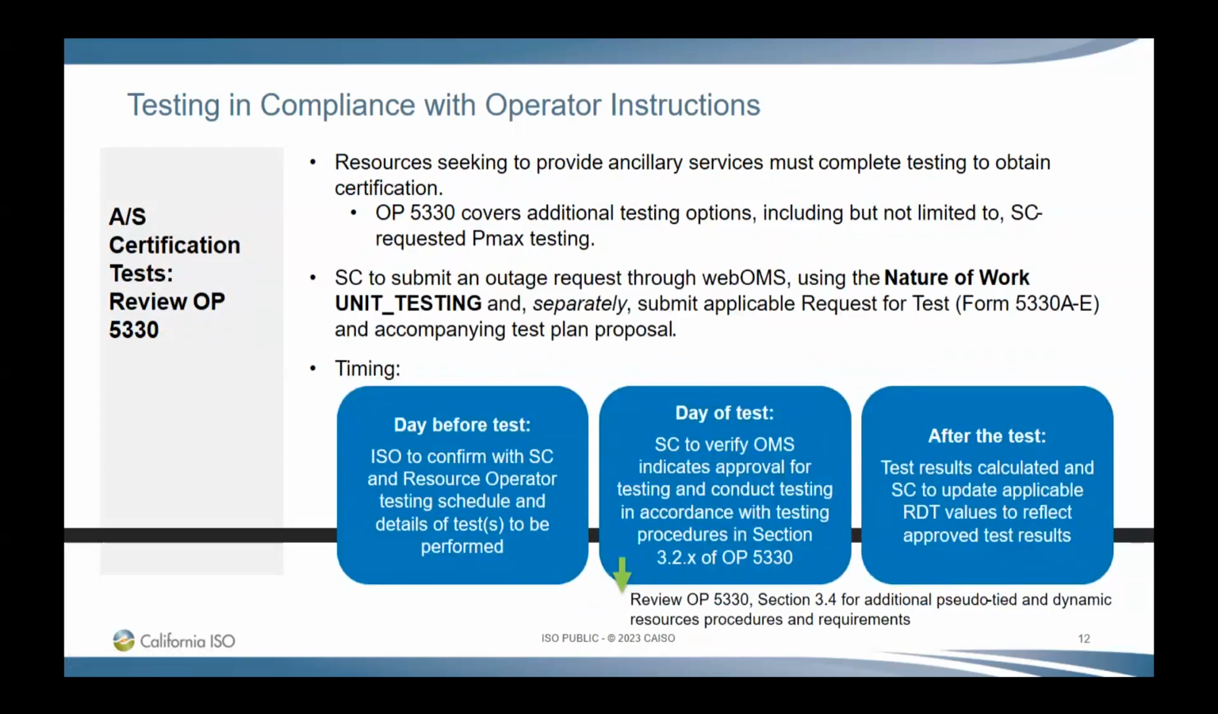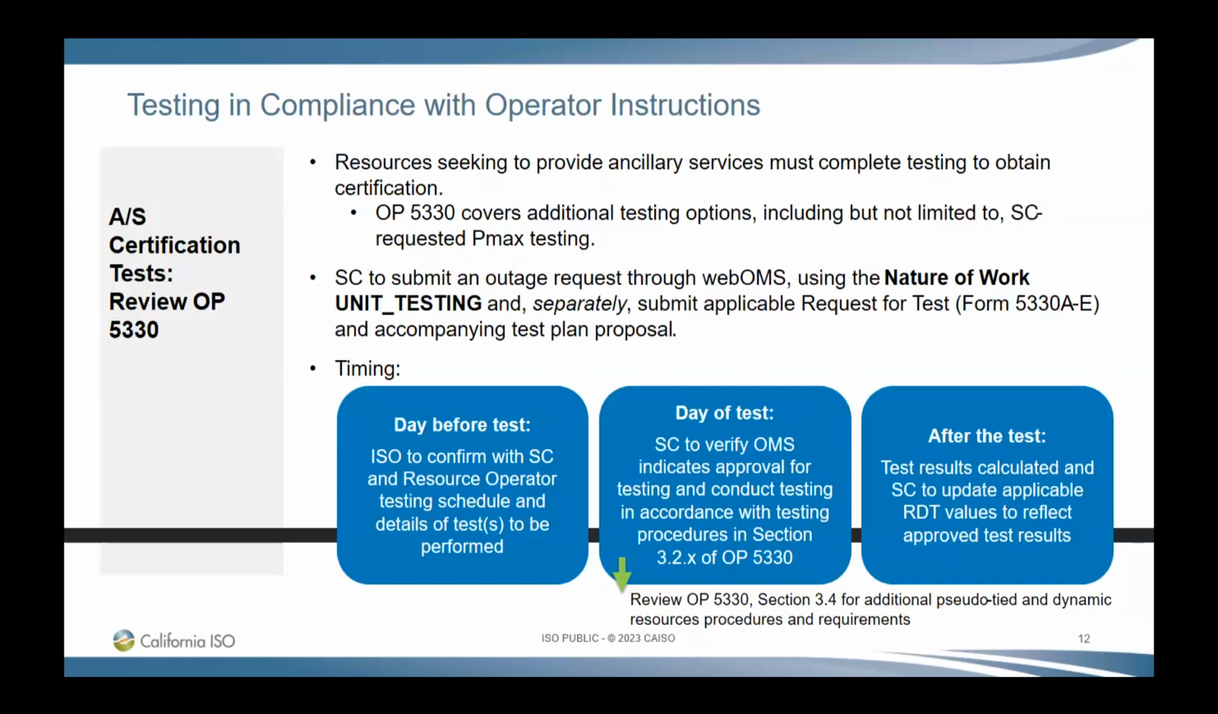For AS certification tests, go back to operating procedure 5330. These are tests that need to be completed to obtain the certification. And there are additional testing options available in operating procedure 5330 for the ancillary services, including but not limited to SE requested PMAX testing.